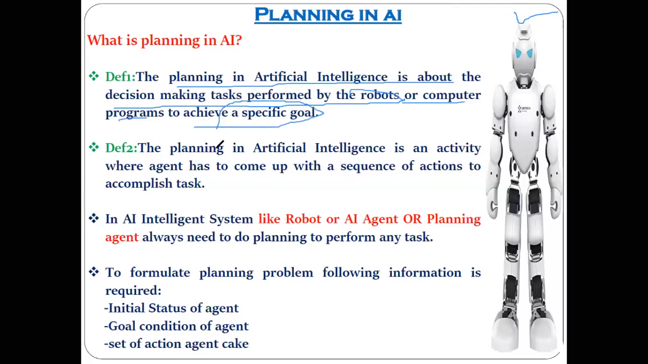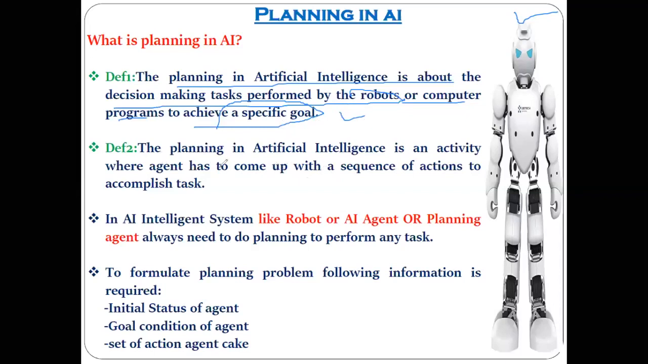Understood? Suppose you have to reach somewhere. Before you start the journey, you need to take the decision from where you start, then how you will go to that particular goal, etc. So that is nothing but planning in general life, and the same kind of thing is being applied in artificial intelligence also.